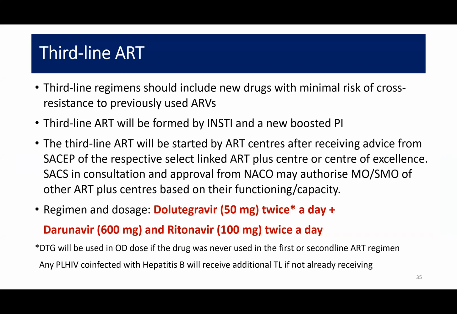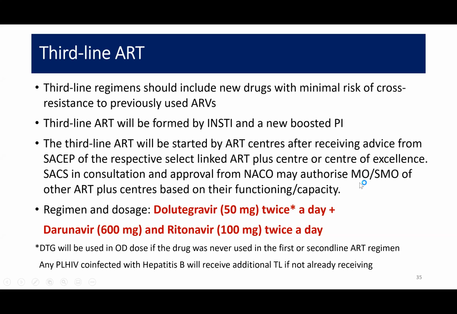As for third line, the basic principle is that the regimen should include at least one class of new drugs with minimal risk of cross resistance to previously used ARVs. So an integrase inhibitor with new boosted PIs is the best combination. Third line can be started by these COEs, but with SACS permission and NACO's permission, some of the ART plus centres will also be equipped to initiate third line ART if the drugs are available with them.